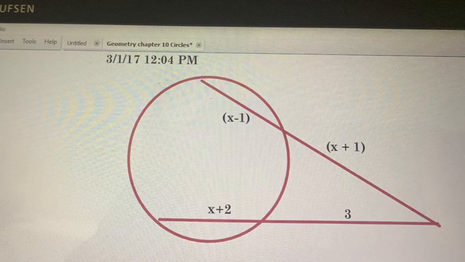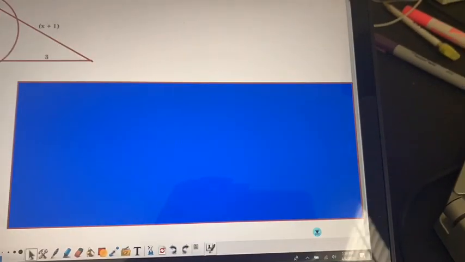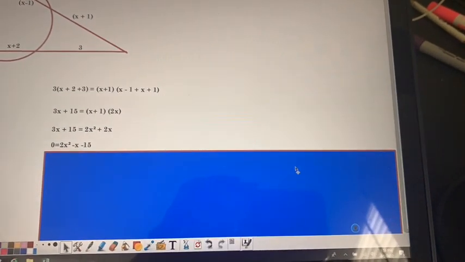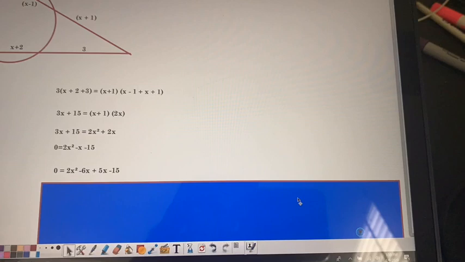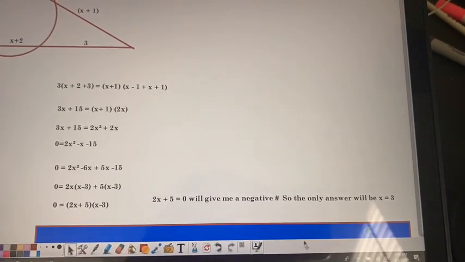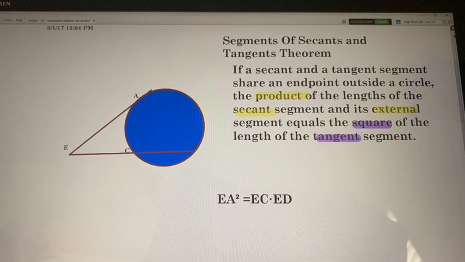Okay, let's look at this problem. Set it up. We have two secant segments with an external point on the outside. Stop the video and see if you can figure it out. So as I finished solving this, I noticed that the only answer that I can get that makes any sense is x equals 3, because negative 5/2 would be an extraneous solution.